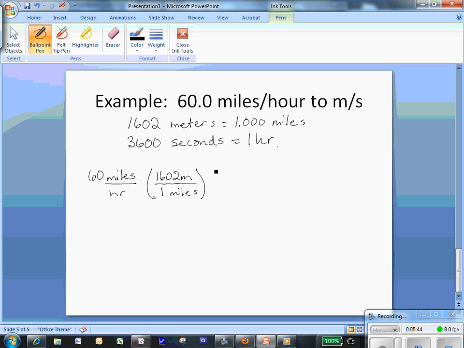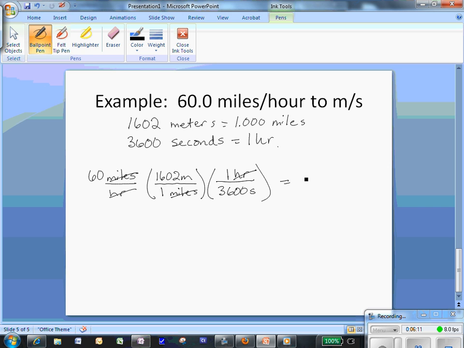Okay, and then I want to get rid of my hours. This time the hours are on the bottom, so to cancel out my hours, I need to have my hours on the top. So hours on the top, seconds on the bottom, and then I can look at my units across here and cancel out the units that cancel out. My miles cancel out, my hours cancel out, and I'm left with meters per second.